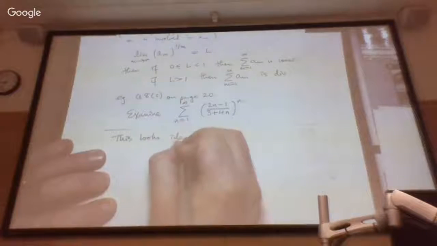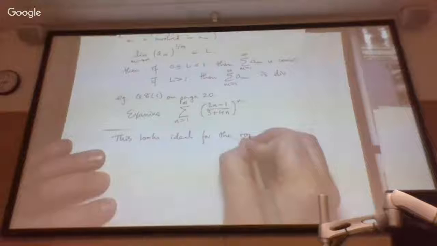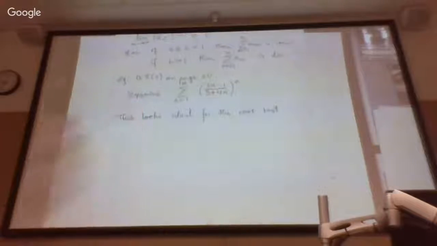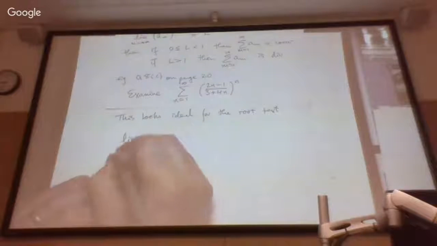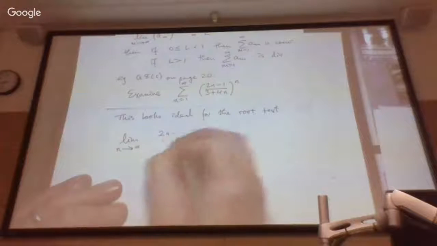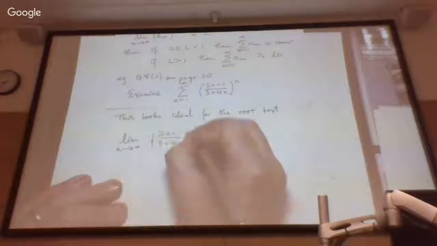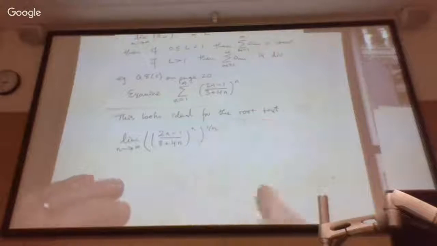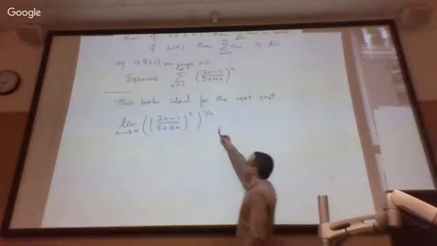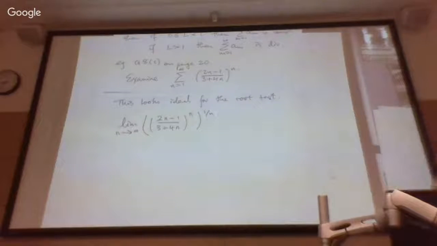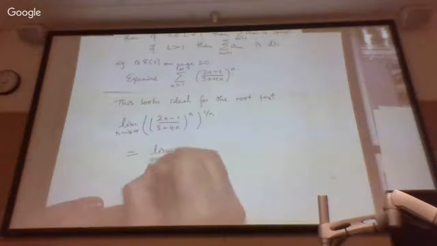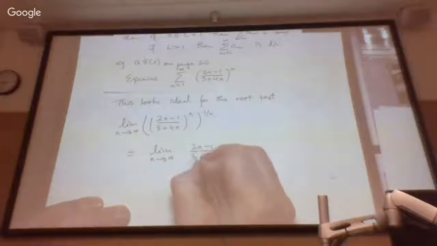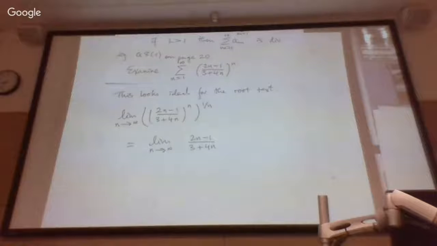So this looks ideal for the root test. It's ideal for the root test because taking the nth root of that will simplify it. Normally, taking the nth root of an algebraic expression will be hard to handle, but in this case, it's easy. So if we look at the limit as n goes to infinity of our sequence term, which is this, and then further we raise it to the power 1 over n. Well, these two operations are inverses of each other. You raise something to the power n, take its nth root, you undo that. So this is equal to the limit as n goes to infinity of (2n minus 1) over (3 plus 4n). Okay, this is a lot easier to deal with than the original sequence term.